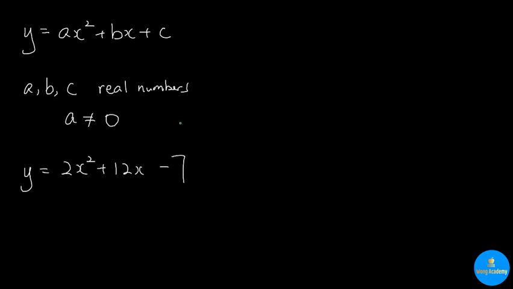Completing the square means that we want to rewrite this quadratic function such that it is now a sum of a square and a constant term. And we want to make sure that there's no linear term in this expression. Why do we want to do that? Great question, and we'll address it later in this video.